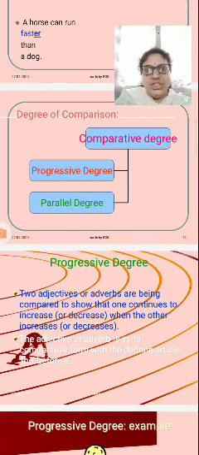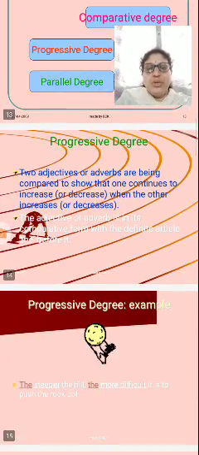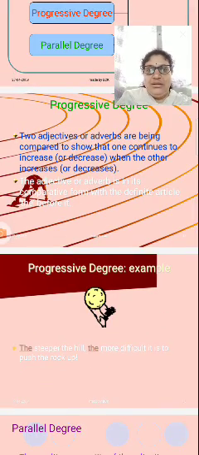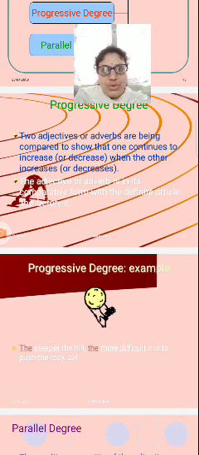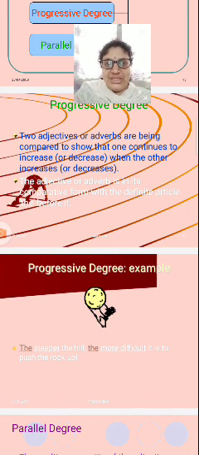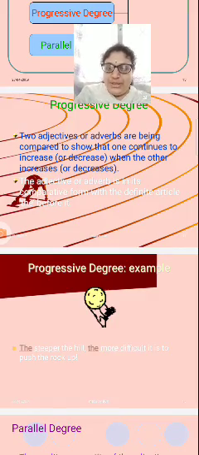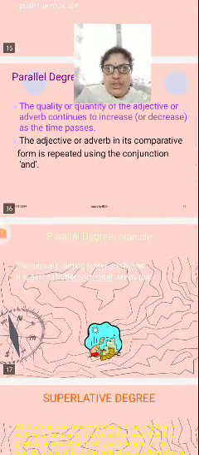Next, degrees of comparison are also divided into two types, progressive and parallel degree. Progressive degree: two adjectives or adverbs are being compared to show that one continues to increase or decrease when the other increases or decreases. The adjective or adverb is in its comparative form with the definite article the before it. Example: the steeper the hill, the more difficult it is to push the rock up.